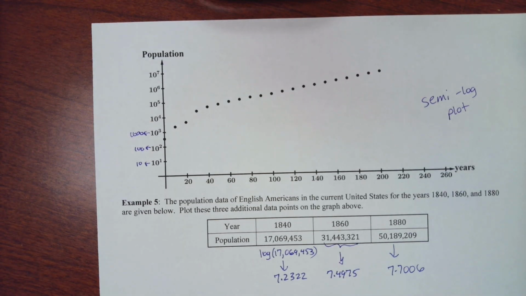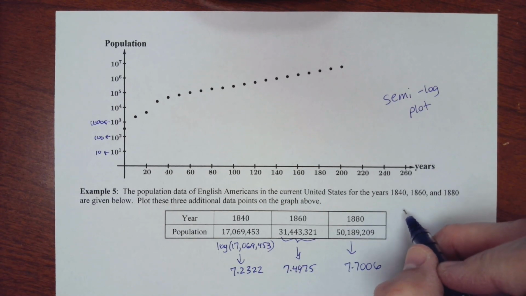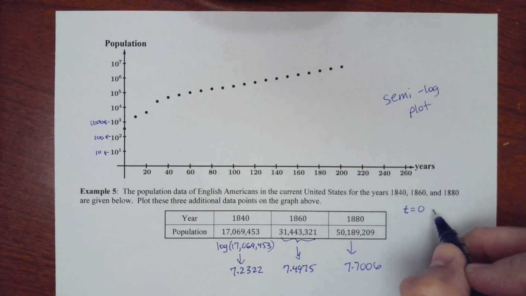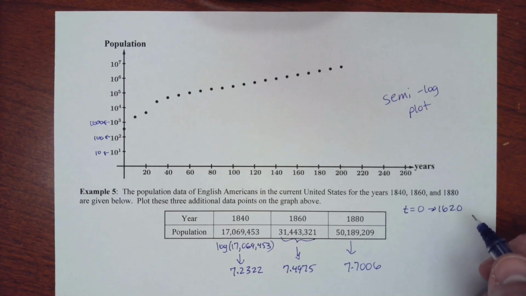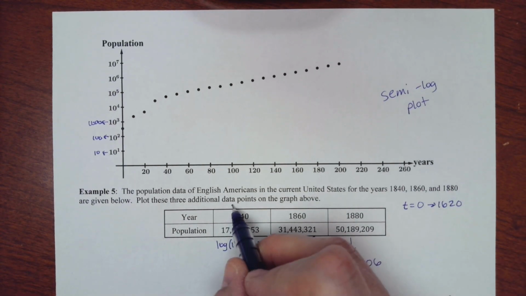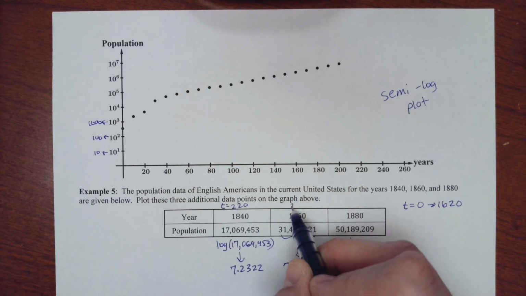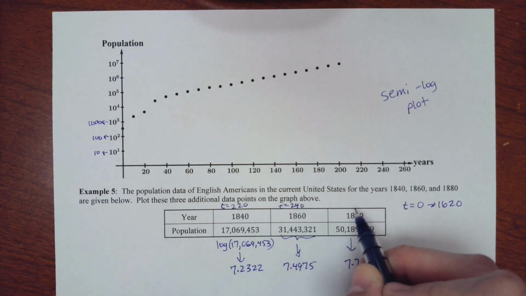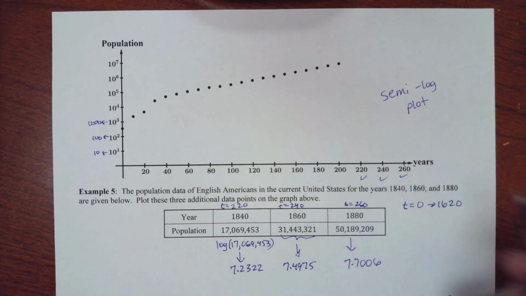All right. So let's take a look. If we have to graph these, on the last page it told you that time equals 0 was 1620, right? Let me make sure that's true. I think so. Yes, 1620. All right, so that means that 1840 would be 220 years past that. And then 1860 would be 240. And then my time here would be 260. So basically it's these 3 points right there.